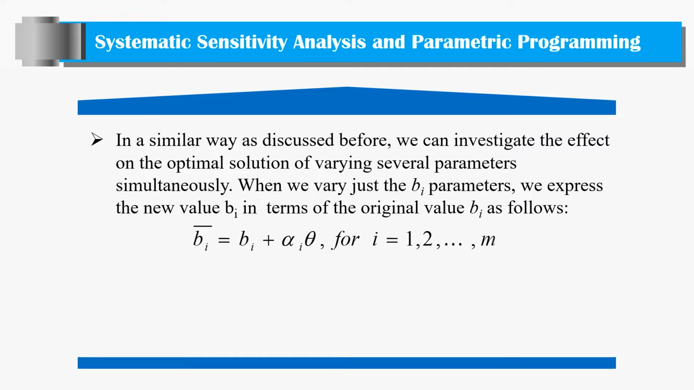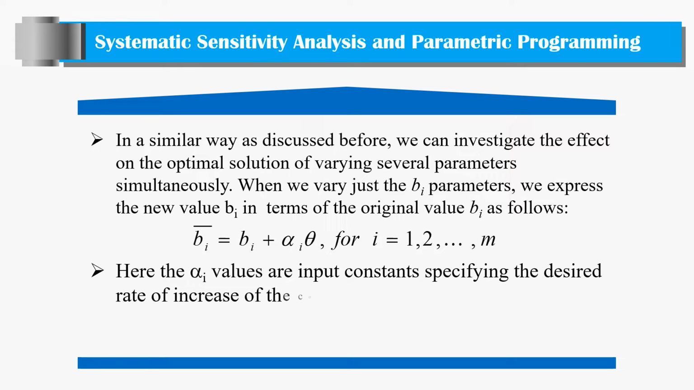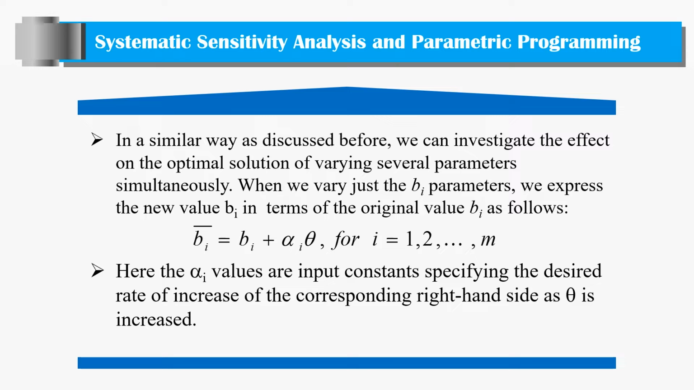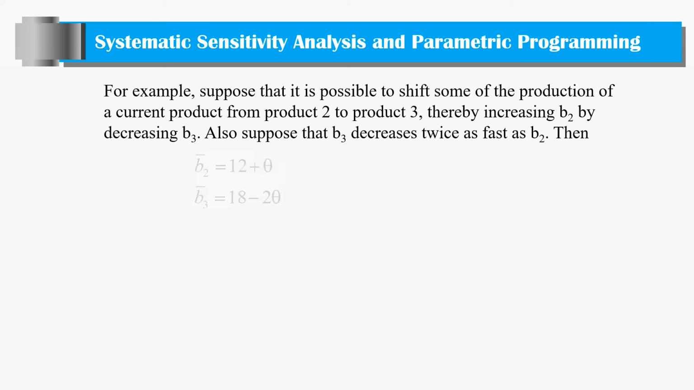When we vary just the bi parameters, we express the new value bi bar in terms of the original value bi as follows. This bi bar is equal to bi plus alpha i times theta. Here, the alpha i values are input constants specifying the desired rate of increase of the corresponding right-hand side as theta is increased. For example, suppose that it is possible to shift some of the production of a current product from product 2 to product 3, thereby increasing B2 by decreasing B3.